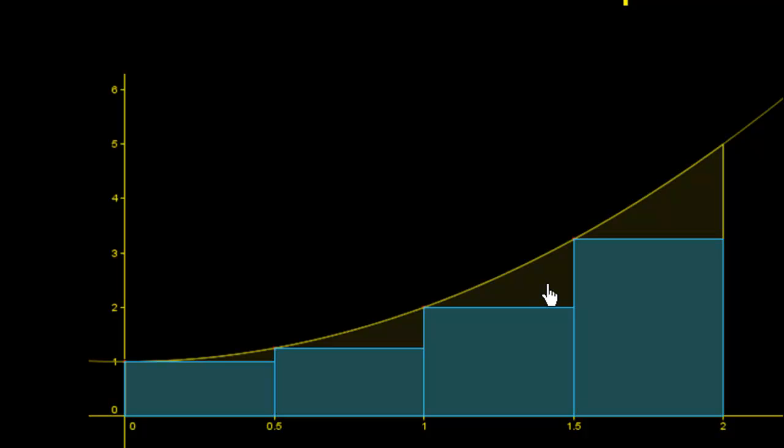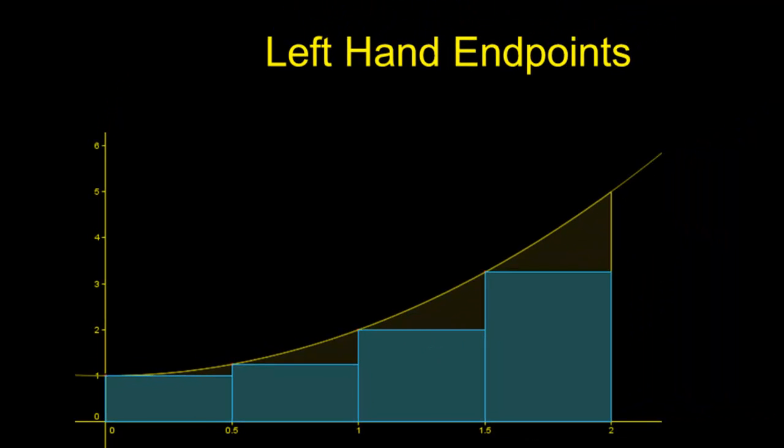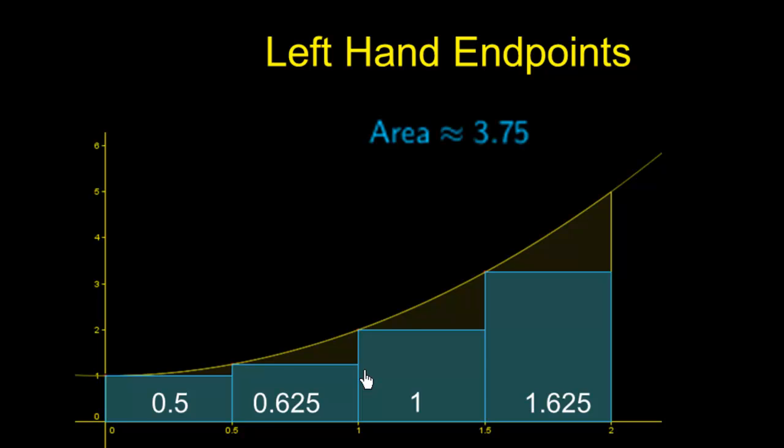So that also means we have left-hand endpoints as well. Notice that for each one of these rectangles now, the height of the rectangle is based off of the left-hand endpoint. So the height of this rectangle is f of 0. The height of this rectangle is f of 0.5, and so on. And if we were to find the area of these, we'd get 3.75.